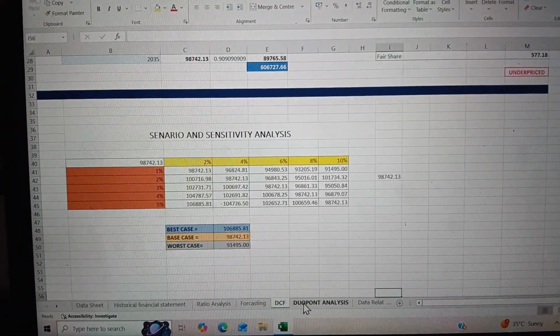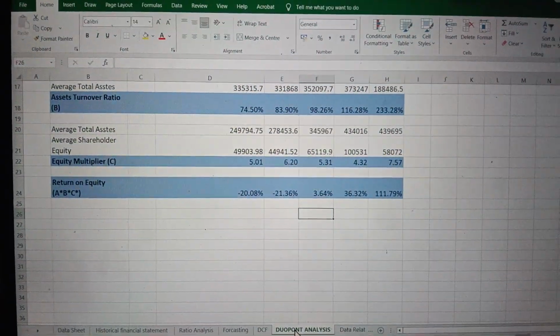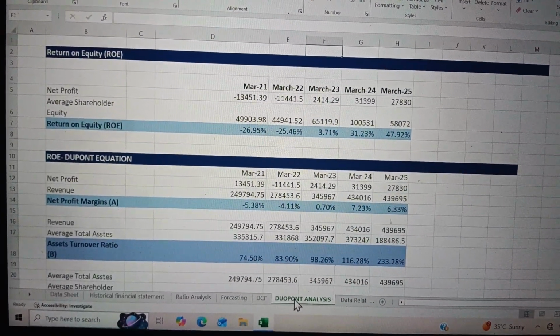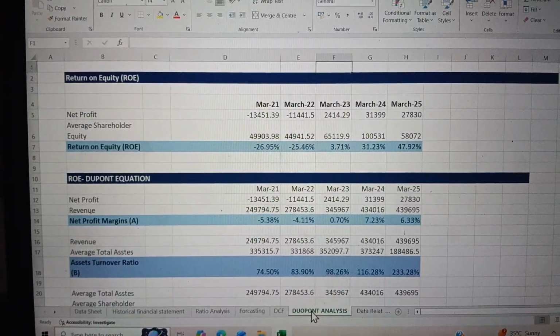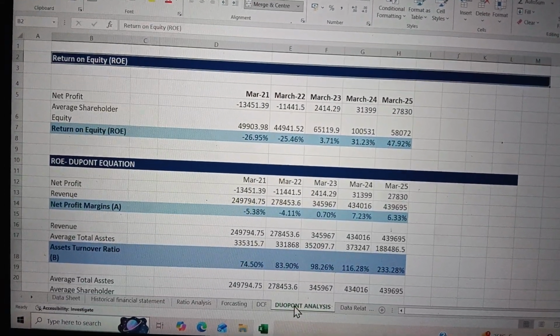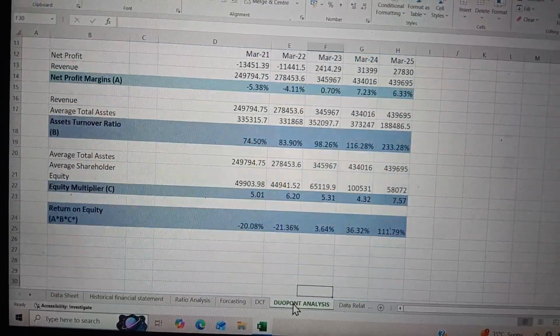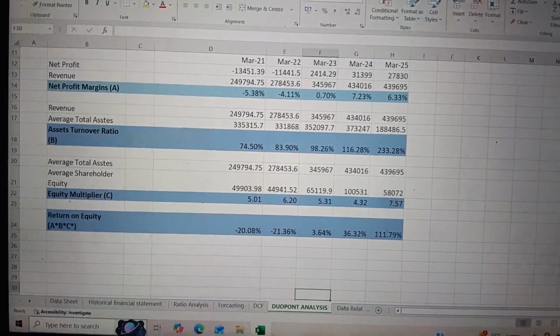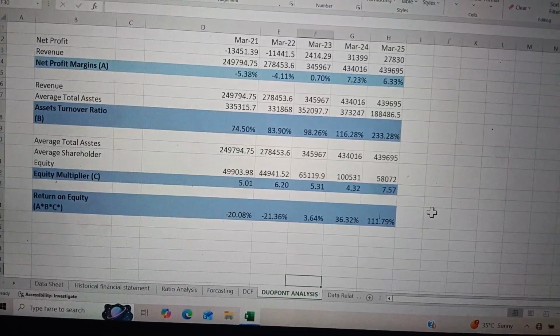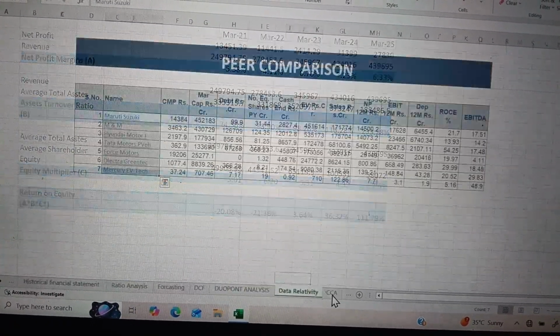Next, we are moving to DuPont analysis. In this DuPont analysis, we can see some ratios. Also, we have calculated the return on equity, DuPont equations, net profit margins, average total assets, equity multiplier, and return on equity. We can see it is increasing year by year.